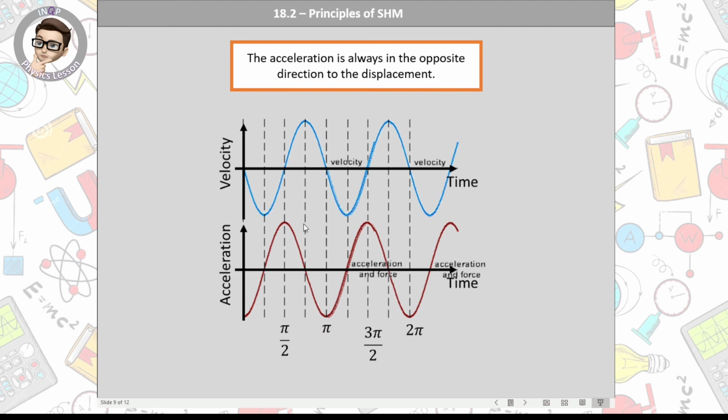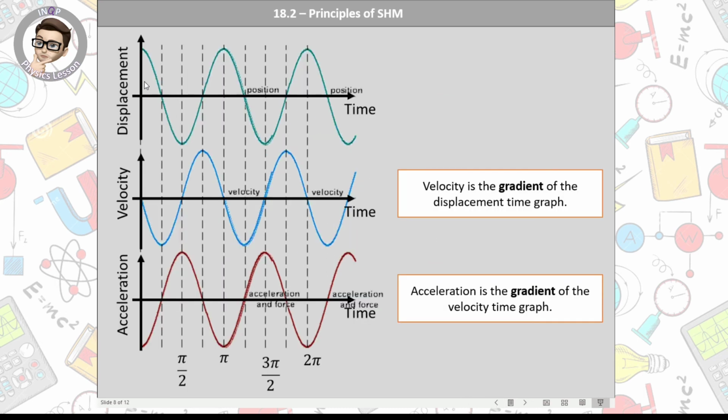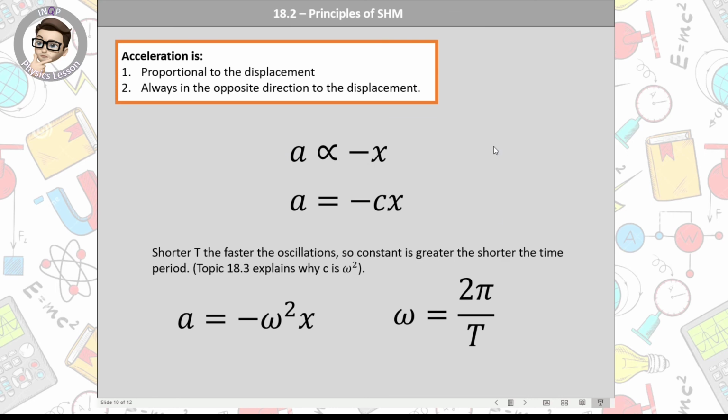Now, what we do need to know is the acceleration is always in the opposite direction to the displacement. And I don't know why we've got the velocity curve on here, but if we go back and look at the displacement curve, you can see that they're exactly the opposite. So if the acceleration is negative, the displacement is positive. If the displacement is negative, the acceleration is positive. So there's a relationship between those two parts. And this is sort of the last bit of this lesson.